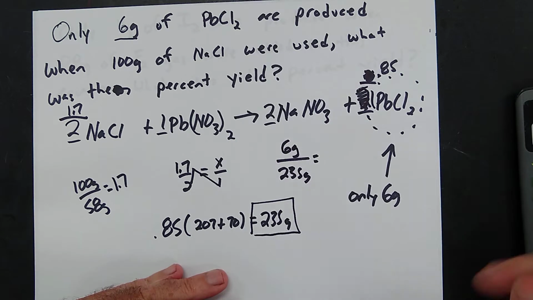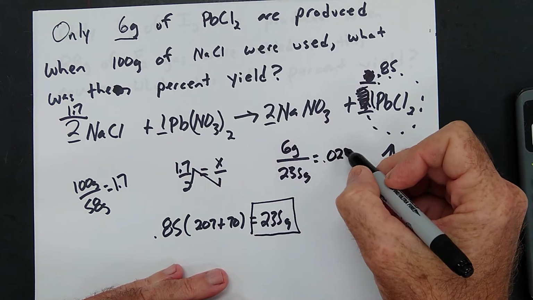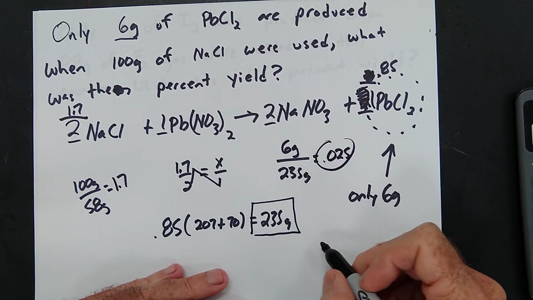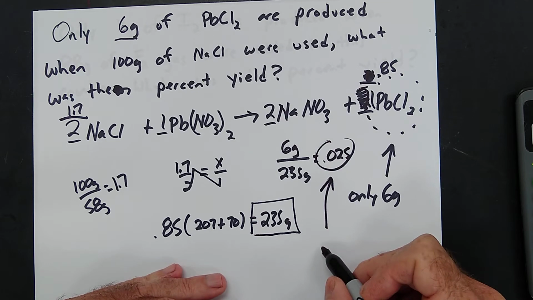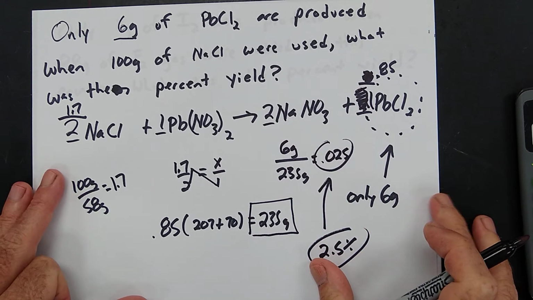Wow, we only had like a 2 or 3% yield, 0.025, or like 2% or 2.5%. That's pretty low. Let's try another one.